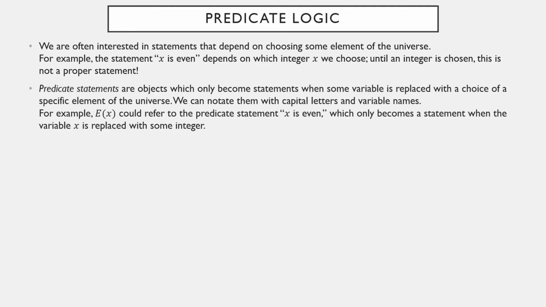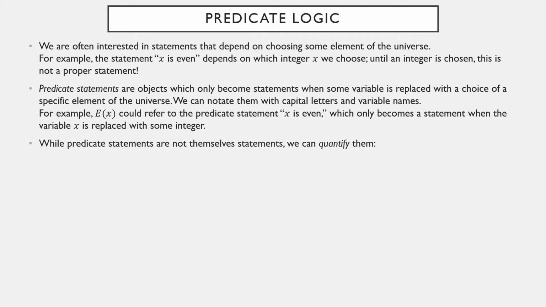Predicate statements are things like this. Okay, so we could make a statement, capital E of X, and that could represent X is even. It only becomes a statement when a certain variable is given a value. Predicate statements are not themselves statements. Remember, X is even depends on X. So just writing X is even is neither true nor false until you make a choice of X.